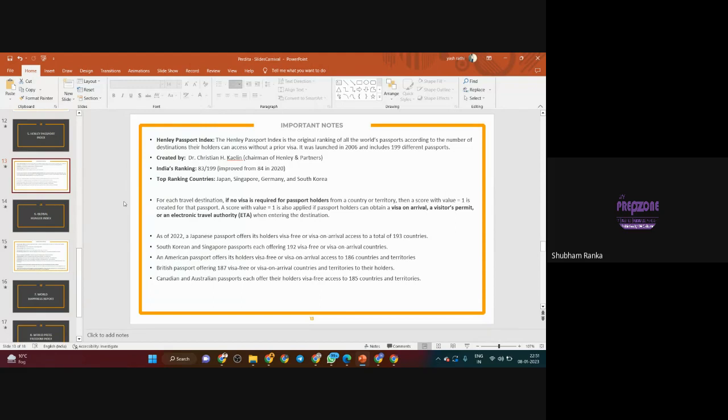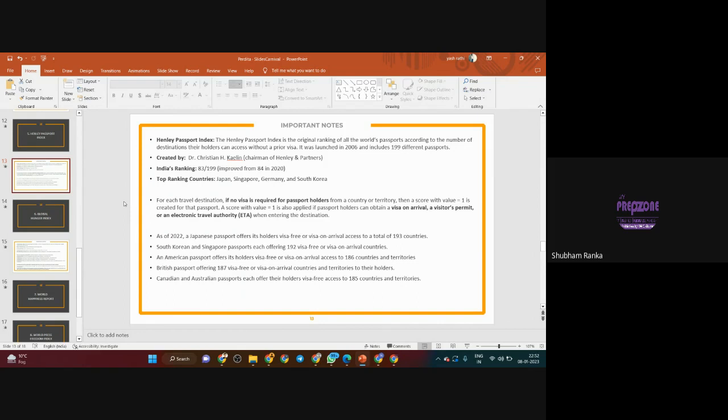So I'll explain also how this score is calculated. For each travel destination, if no visa is required for a passport holder, or even if a visa on arrival, a visitor's permit, or an ETA can be accepted. ETA is an electronic travel authorization that you get, meaning you can just get it online. Then the passport gets 1 point. So for example, if we have visa on arrival in a country like Thailand for Indians, we get 1 point for that. So that is how you calculate the Henley Passport Index.